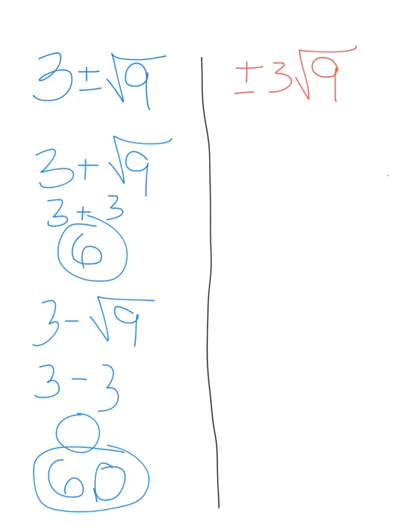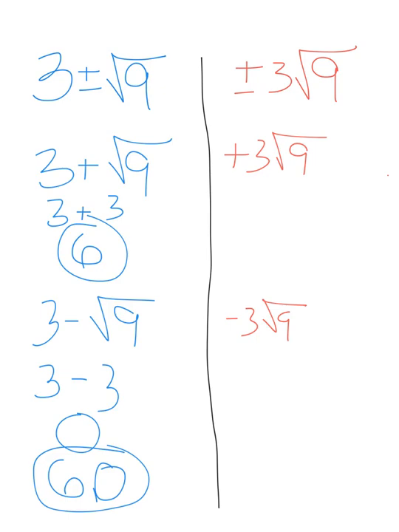In the red, it's a different example. In this case we have plus or minus 3 square root 9. And this means two things. It means positive 3 square root 9, and it means negative 3 square root 9. And now if we simplify this, we're going to end up with a different solution than in the blue.